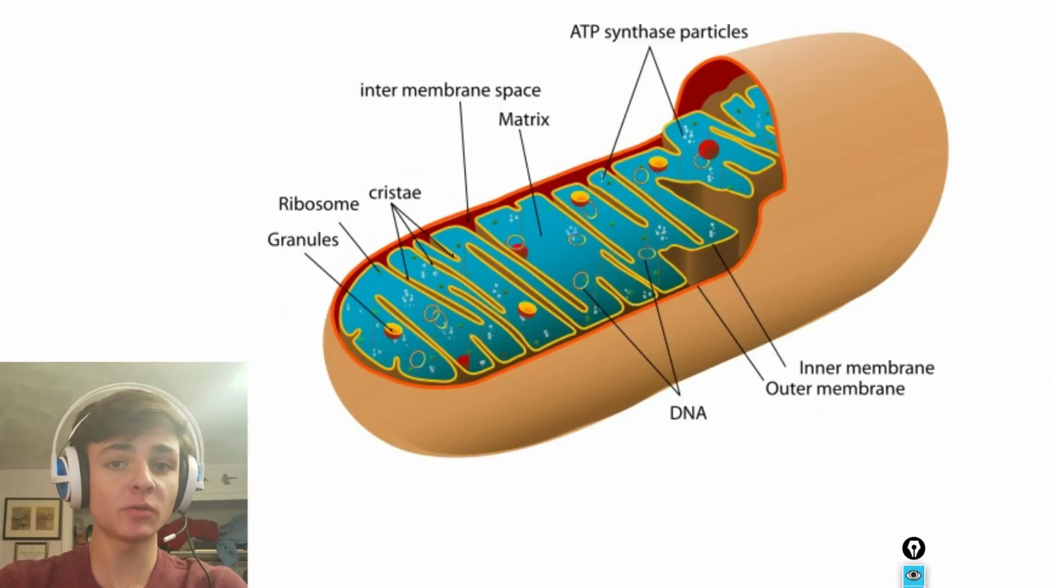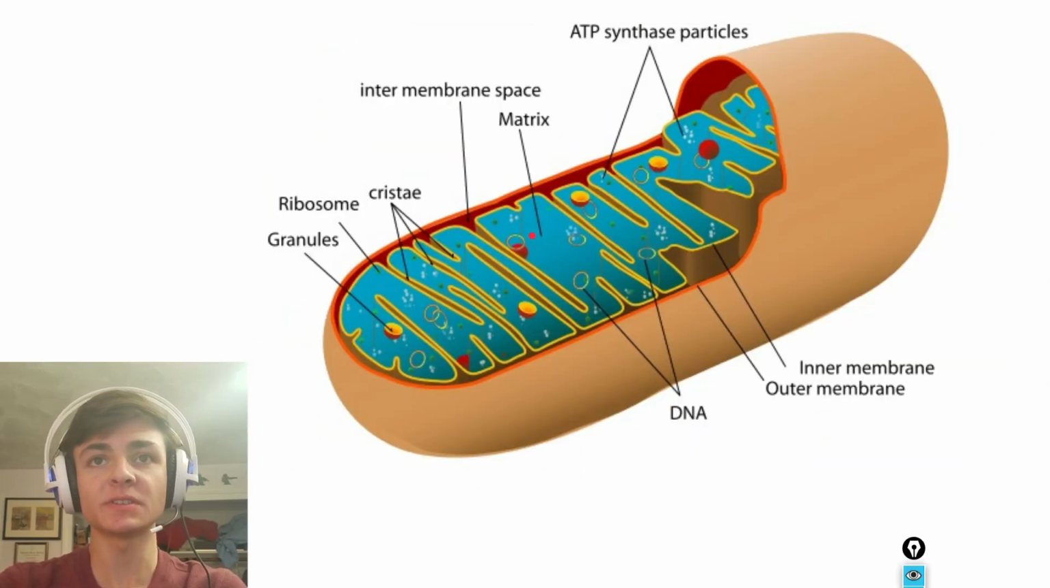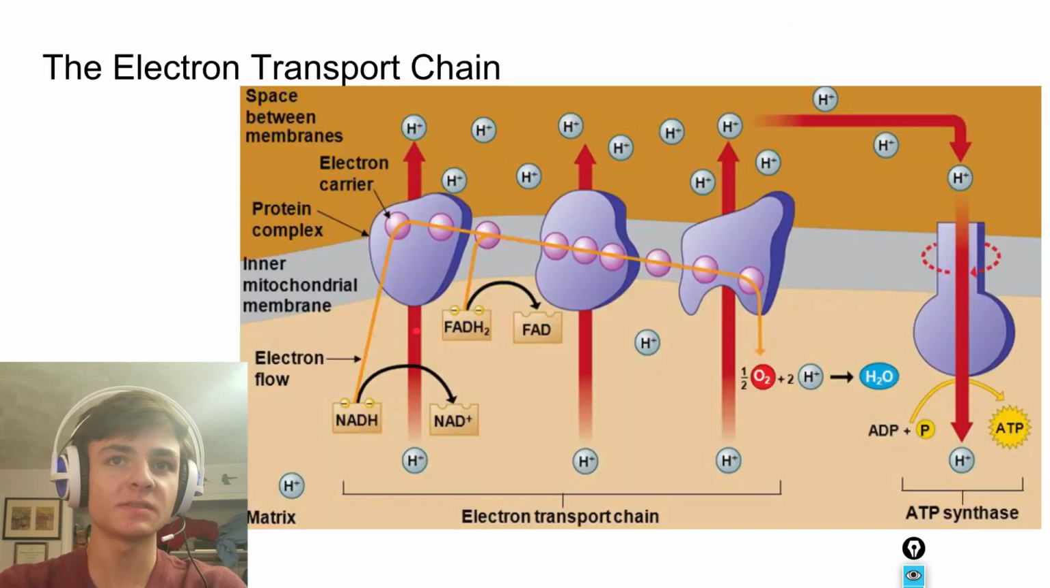Okay, so we just did the Krebs cycle in the mitochondrial matrix, and up next is the electron transport chain. And the electron transport chain itself is actually on this inner membrane here, and that's the importance of these cristae, these inner folds. Increasing the surface area allows there to be more electron transport chains, thus making it more efficient.